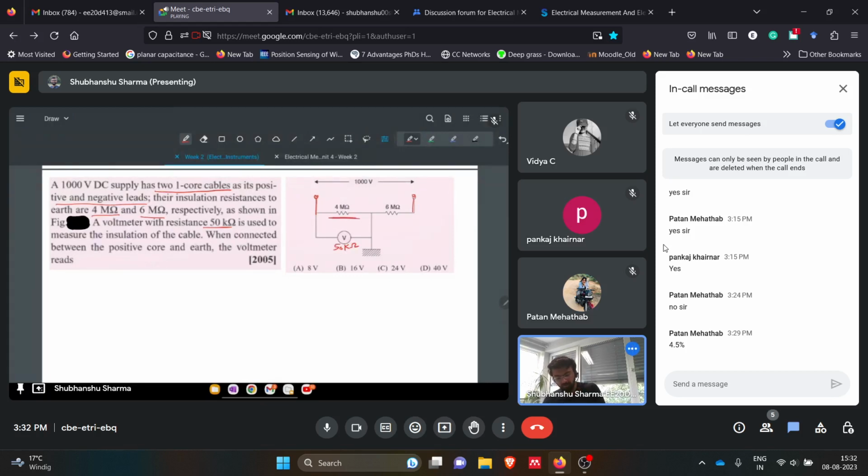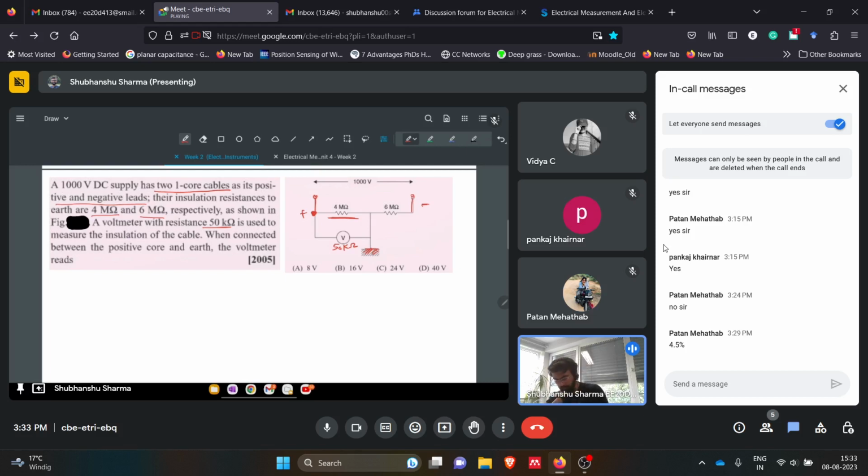Okay, this 4 mega ohm resistance is connected between the positive core, this is the positive core, this is the negative core, and this is earth. Okay, this is ground basically. The voltmeter reads. So what will be the actual voltmeter reading?